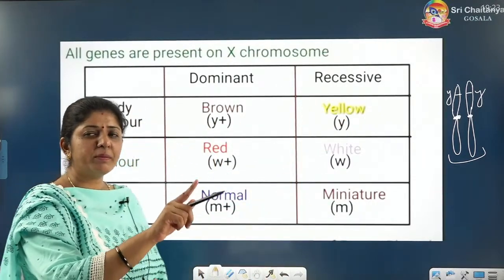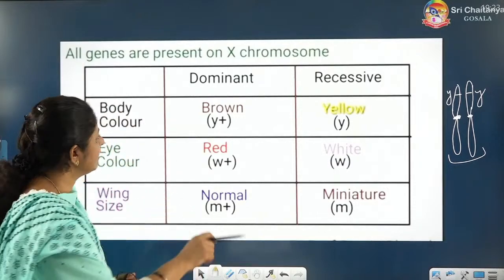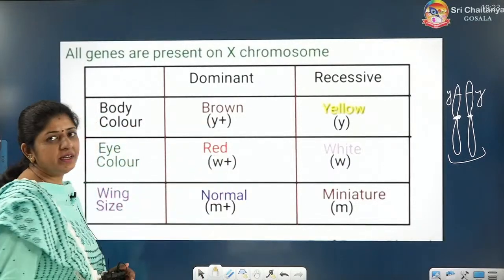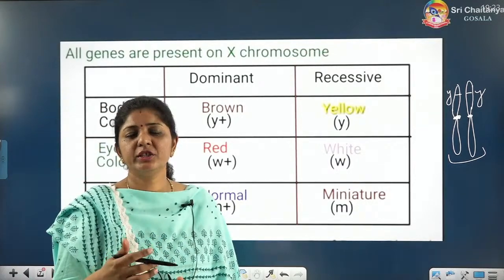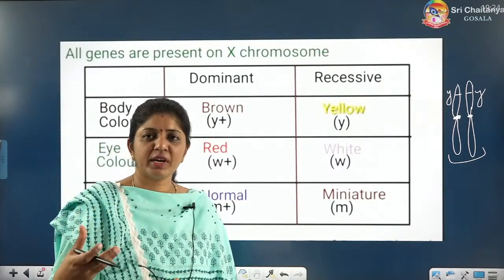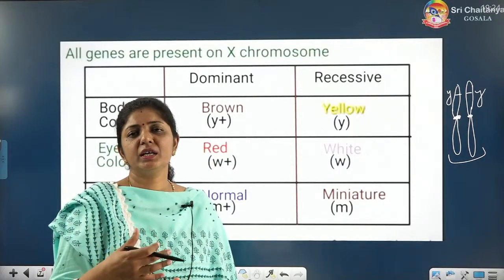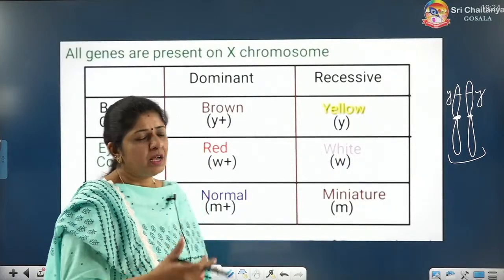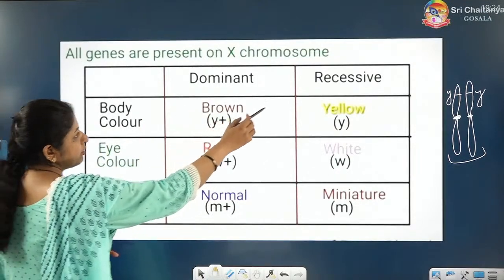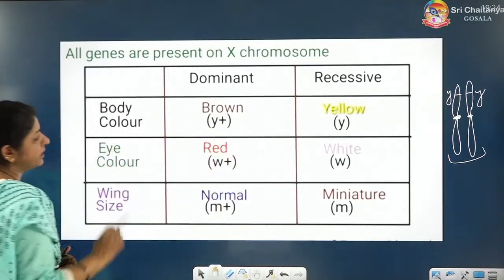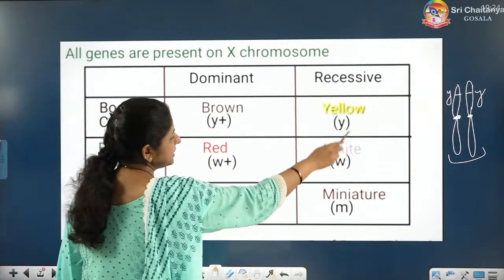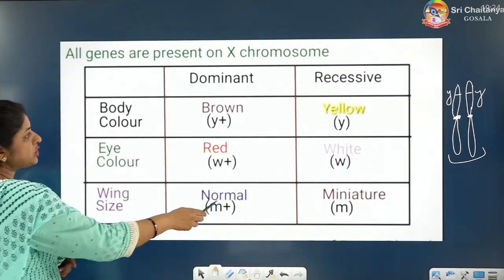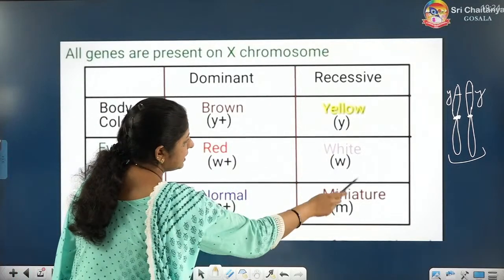And if one is dominant at least, then obviously which trait will be expressing? Dominant trait. Now let's see how they put the indication, how we have to mark the genotype and the phenotype in Morgan's experiment. Here the dominant trait is brown and recessive is yellow for body color. Eye color, what is that? Red color is dominant, white is recessive, wing size normal is dominant, miniature is recessive.